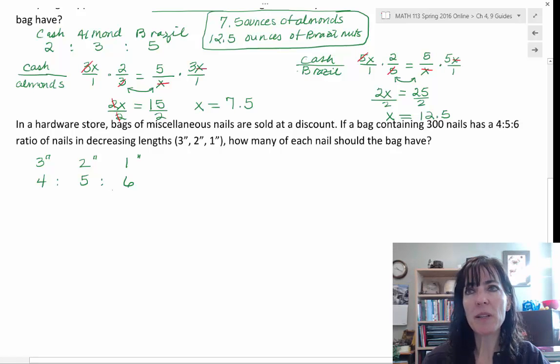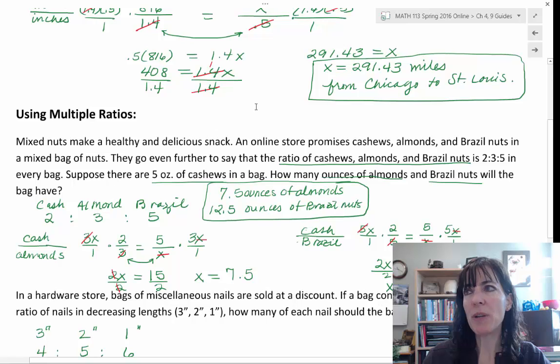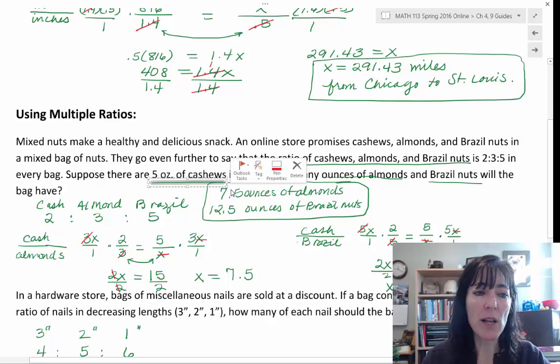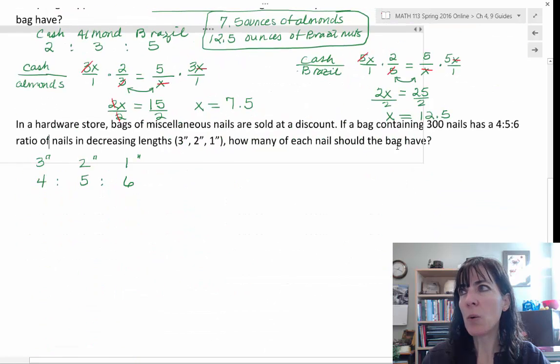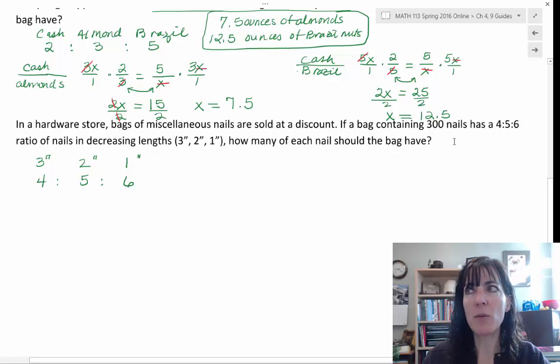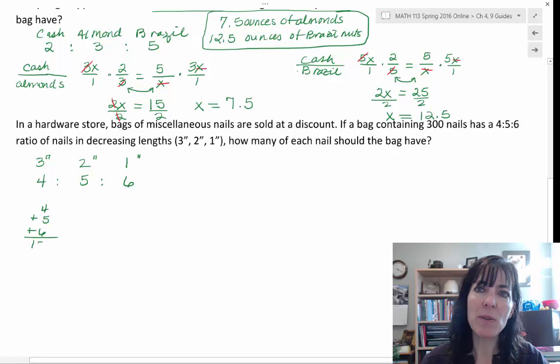This problem is a little bit different than the one we just worked on, because in the one we just worked on, we were told how many of one of the items, like the long nails, were in the bag. For this problem, we only know the total number of nails in the bag. We don't know how many long, medium, or short we have. So what we need to do is add up all of the proportions here. So we do 4 plus 5 plus 6, and that's going to give us 15.